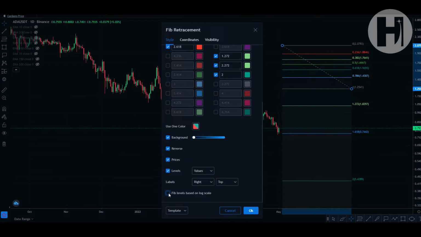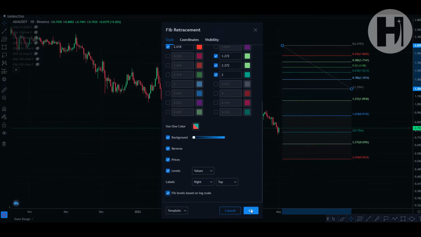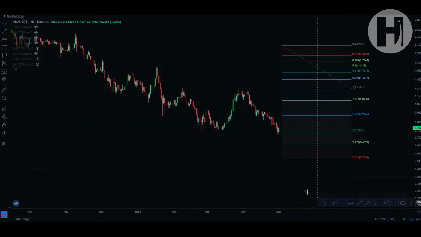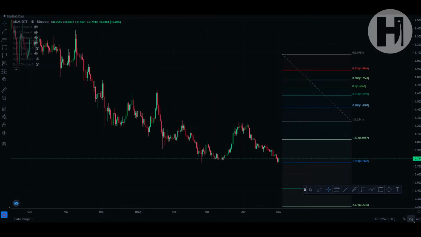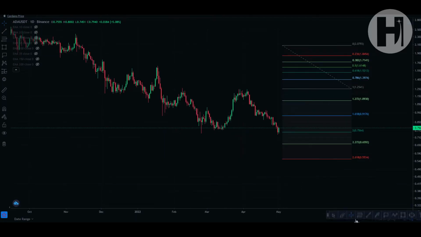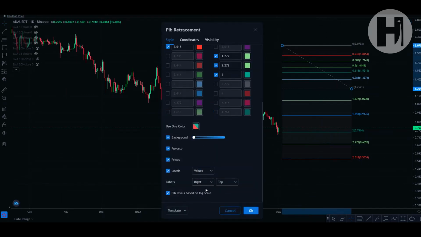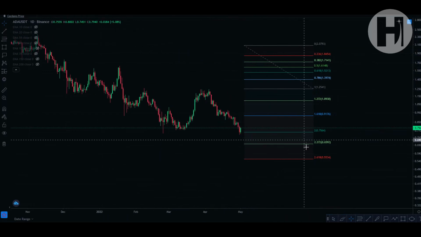And we have them switched to log scale, and log scale can be switched in the bottom right corner over here. So you can have log scale on and off. I usually have it on, and when it's on, the Fibonacci retracement will automatically be based on the log scale if you have this switched on. Okay, so that's for the settings.